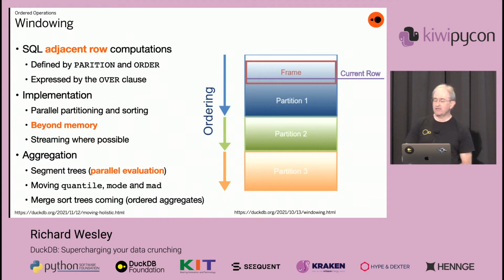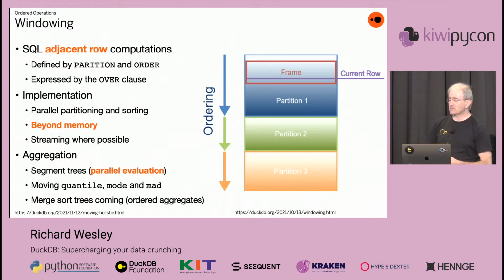My big thing is windowing. If you ever wanted to know how to deal with ordering and adjacent row computations in SQL, this is what it is. It's called the window clause. You do an over clause. You say, I want to break the data up into these independent chunks, partitions, and I want to sort each one. All of this stuff has been fully parallelized and vectorized, and it also pages out to disk. So we can do windowing on stuff that's larger than memory.